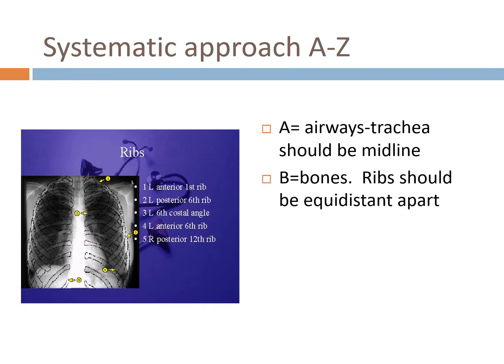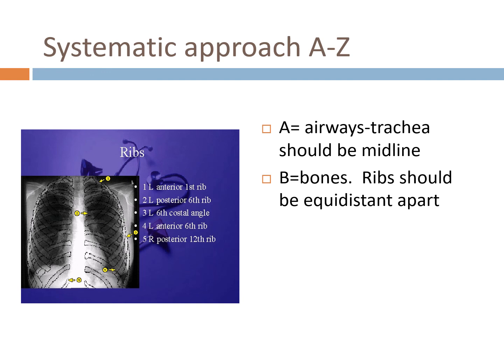So you'll be going through all of the systematic approach on those lessons on the chest X-rays. Again, A, you're looking at your airways, making sure your trachea is midline. B, bones, your ribs should be equidistant apart. Number 1, you're looking at your left anterior first rib. On number 2, your left posterior 6th rib. And number 3, which is hard to see on this, your left 6th costophrenic angle.